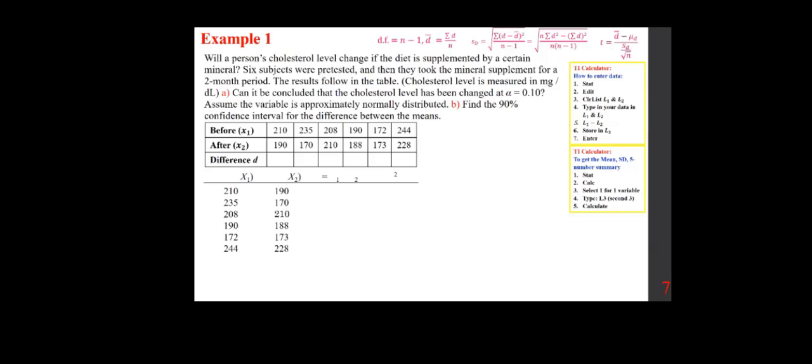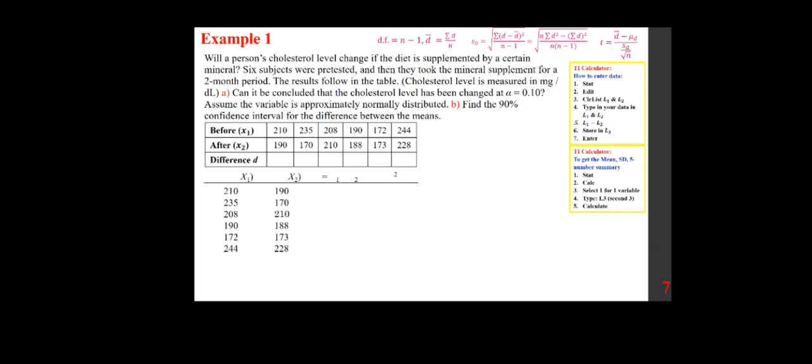First, let's understand what is given. We are dealing with the same group of subjects where n is 6. Then the information is given x sub 1 before, x sub 2 after, and now we are going to calculate the difference between the two. For example, if you look at the first one, 210 minus 190 is 20. We're going to do everything by hand here, not that you have to.